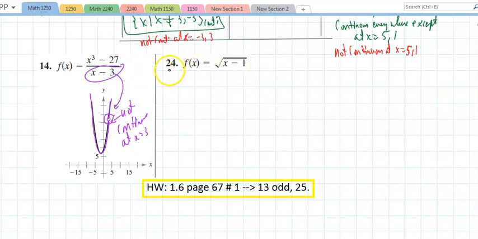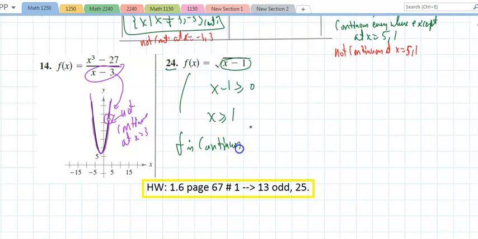Now when we get to radicals, take the quantity underneath the radical, set it to be bigger than or equal to 0. Basically, you're finding the domain. X is bigger than or equal to 1, that's right. So we say f is continuous for x being bigger than or equal to 1. Right there, the domain. Here we could say f is not continuous at x equal 3, whether you look at the graph or you look at that.